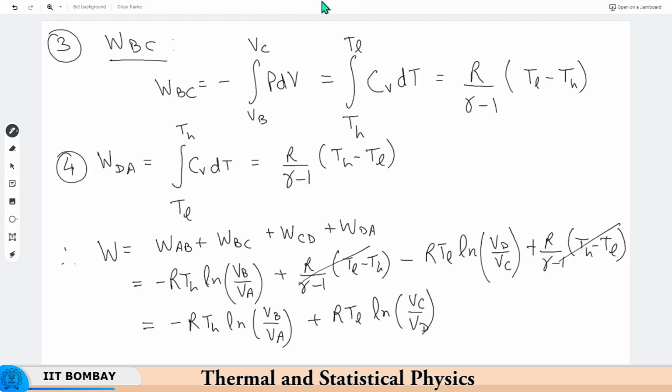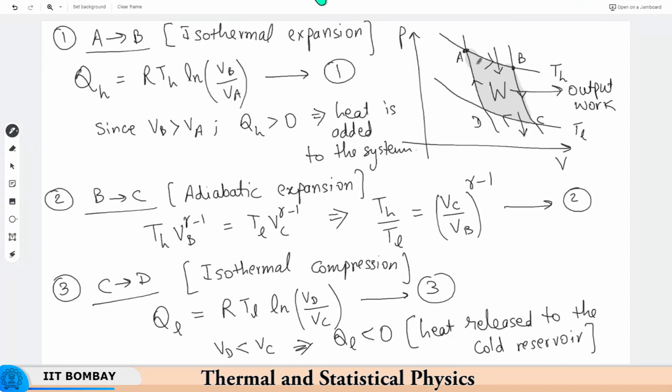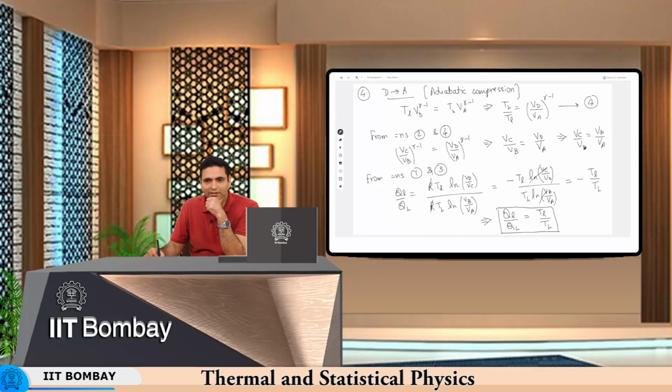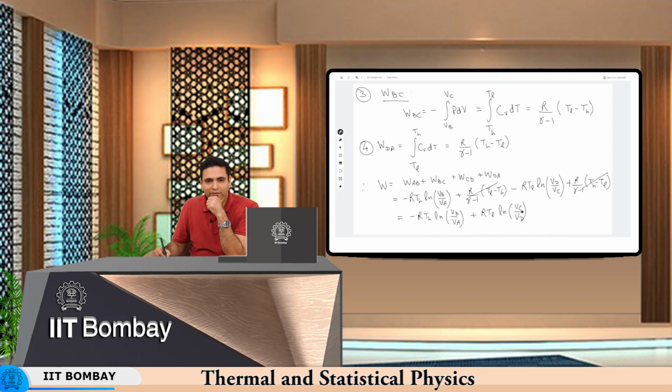Okay. And remember we saw that in the Carnot engine, VC by VD equals VB by VA. So I can just write it as follows. This is R times TL minus TH log of VB by VA. Okay. And you can see that here TL is less than TH, VB is greater than VA. So this is a negative quantity.